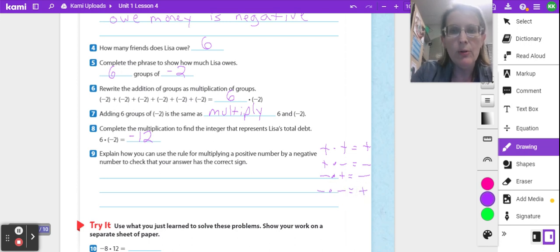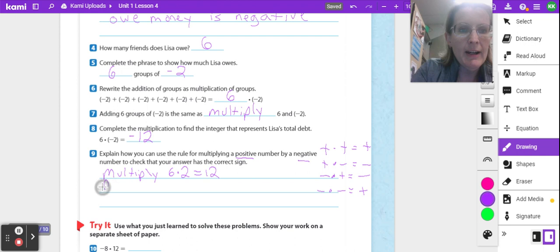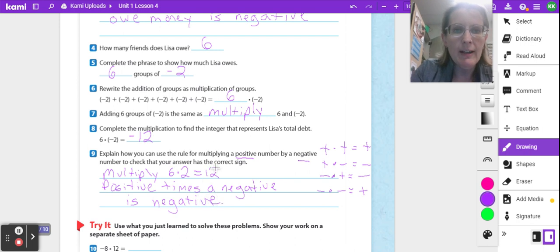So how can we use that rule? We know that it's a positive number times a negative number. So we would multiply like normal. So we're going to multiply 6 times 2, which equals 12. And then we use the rule that a positive times a negative is always going to be a negative number. So we make 12 a negative to get negative 12.